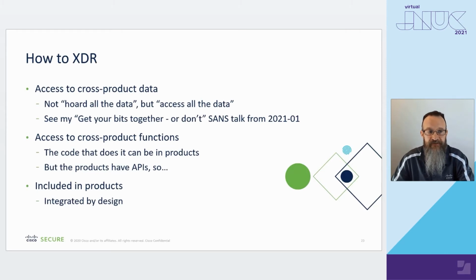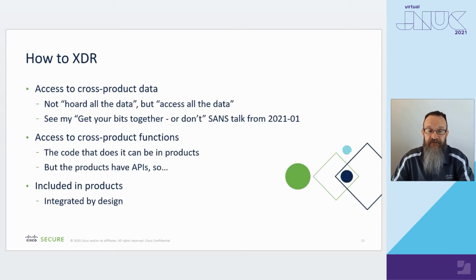But the main thing is the ability to have access to that data, as well as having access to functions offered by multiple products. Now, the code that offers those protections is going to be in products, but the products generally have APIs, or at least should, and therefore we can access those functions from another product, from another program, from an XDR. And it's included in products by design. It's deployed when you deploy those products. It's integrated by design. It's there from the very beginning. It's not an expensive or difficult to configure add-on item brought in later.